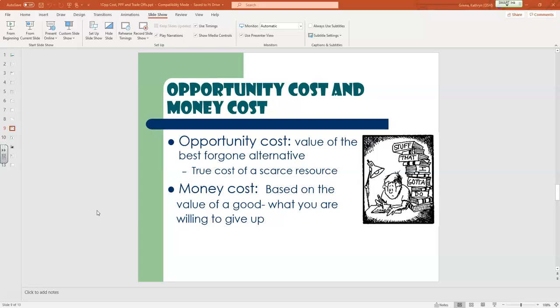Everything has a different money cost. Yes, when we go to Target, a bottle of water might be $1. But how important is that bottle of water to you? So money cost is just based on the value of the good and what you are willing to give up.